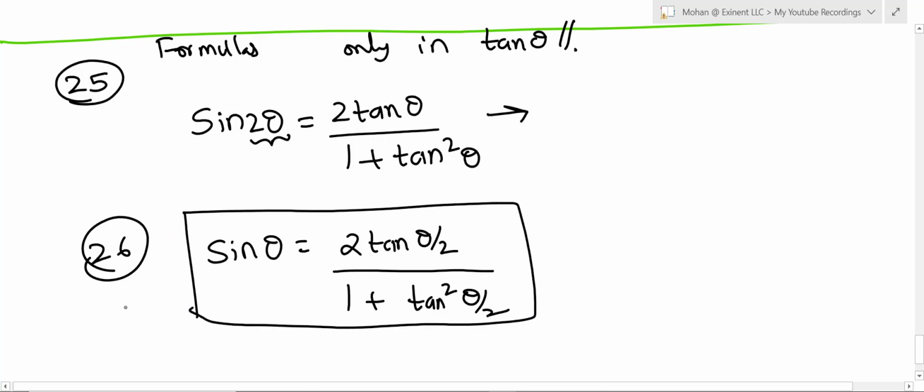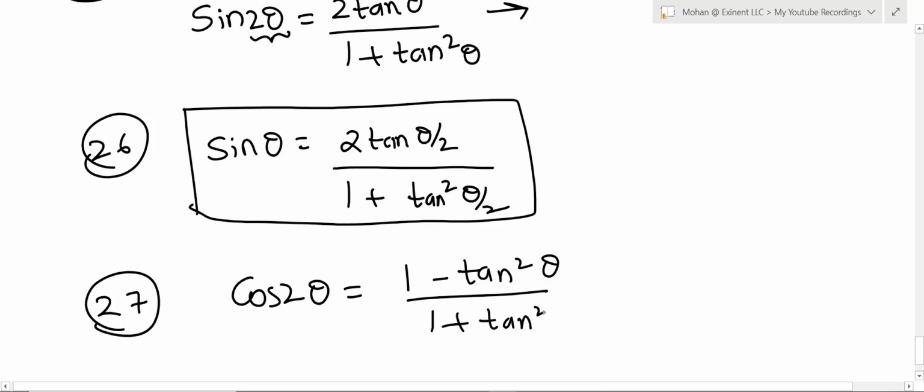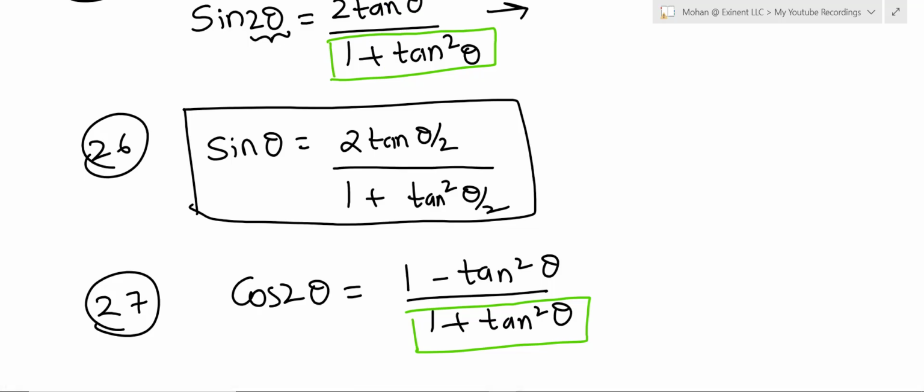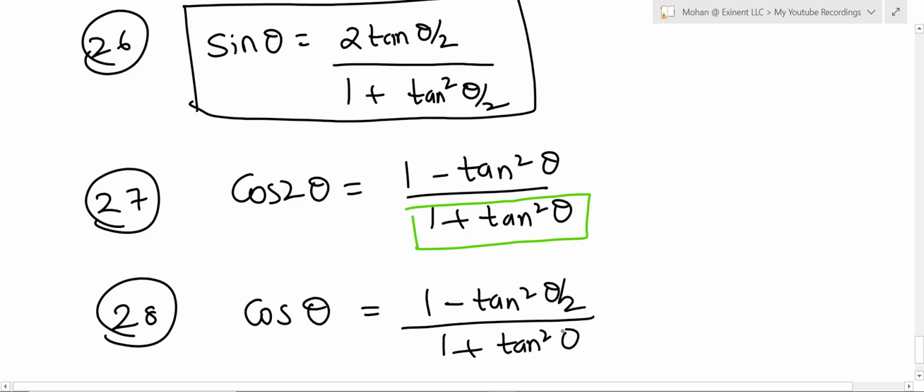Very important, both. Next, what if I wanted to write cos 2 theta? The cos 2 theta formula will become 1 minus tan square theta divided by 1 plus tan square theta. Try to get the point. Here both the denominators are same, but the numerators are changing. First one is 2 tan theta, second one is 1 minus tan square theta. For cos theta, it would be half, so theta by 2 will come: 1 minus tan square theta by 2 divided by 1 plus tan square theta by 2.